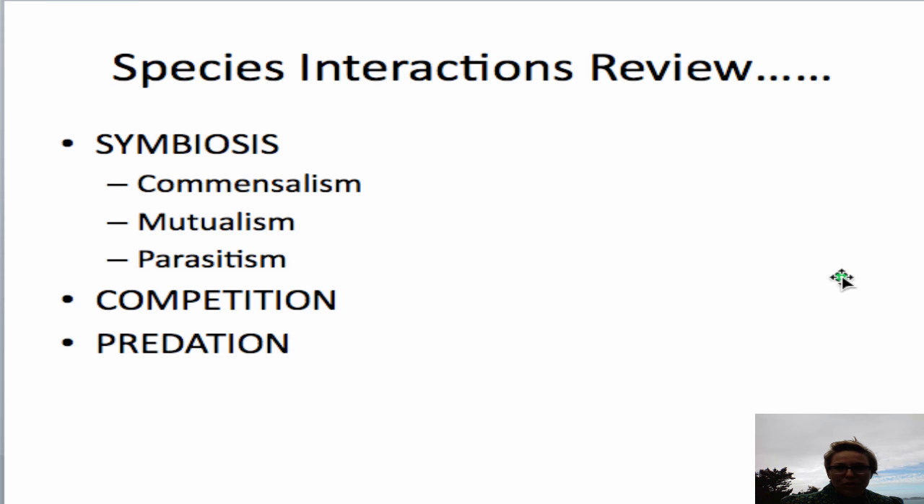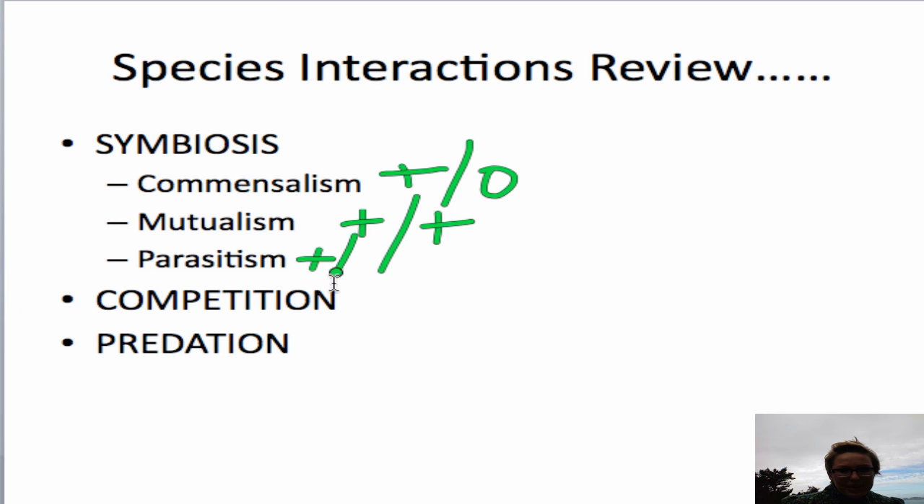In review, we've talked about symbiosis, and commensalism is a plus and unaffected, where one species benefits, the other one is unaffected. Mutualism is where both are benefited. Parasitism is where one is benefited and the other is not. Competition is where neither benefit, and predation is really where one benefits and the one that's getting eaten or preyed upon doesn't.